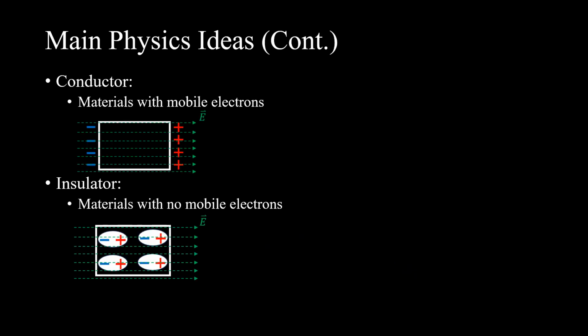Conductors have many mobile electrons that will move in the opposite direction of the external electric field. As a result, the internal induced electric field has the same magnitude but opposite direction of the external electric field, such that the net internal electric field is zero at equilibrium.